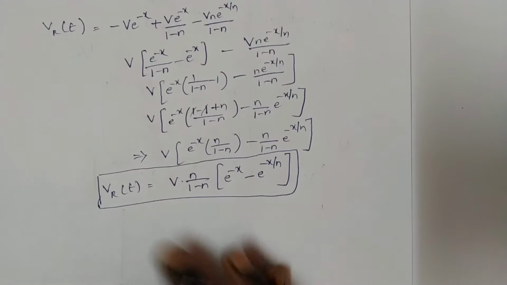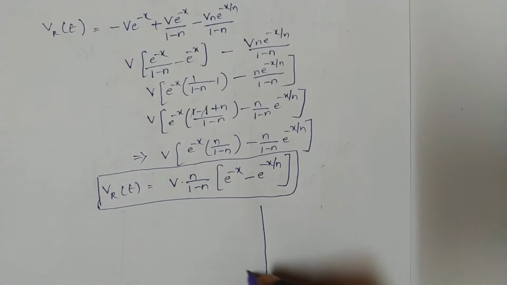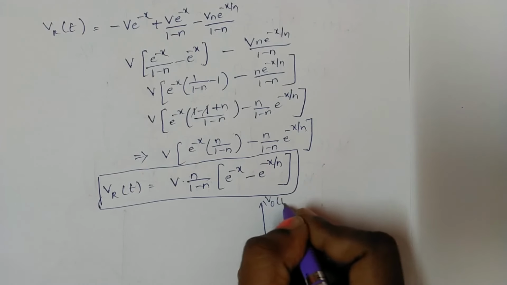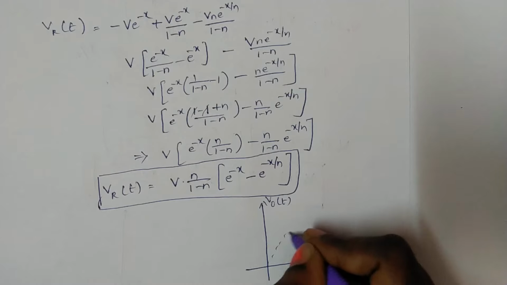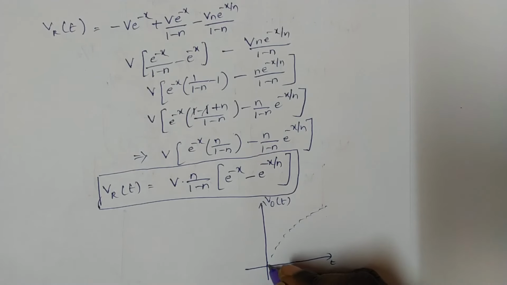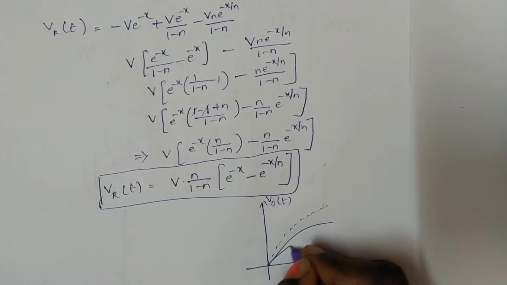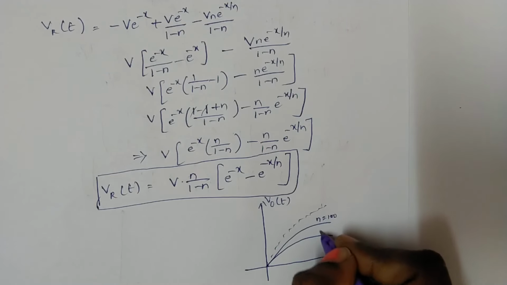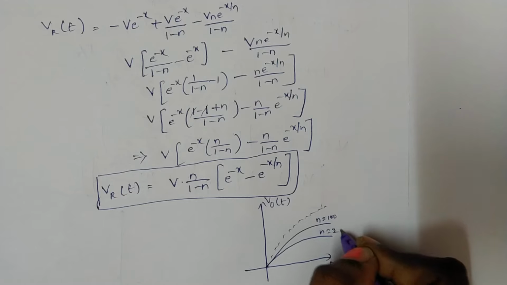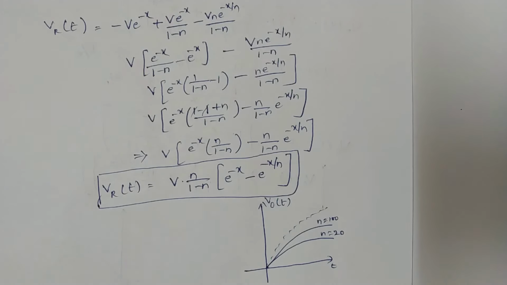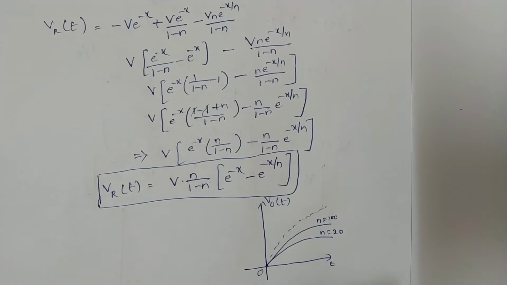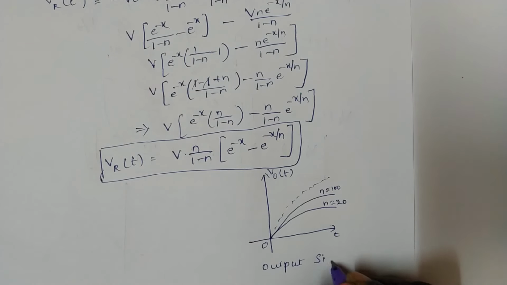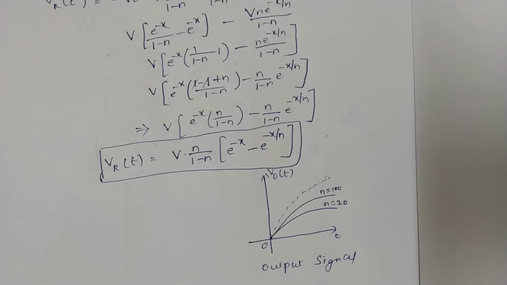This is the output expression for the exponential signal applied to the high-pass RC circuit, and the output waveform will be represented like this. There is a variation in the output, V output of t. The actual exponential signal should appear like this, but it appears like this for different n values, like n equal to 100, 20, or 10, etc. This is the output signal. Thank you.